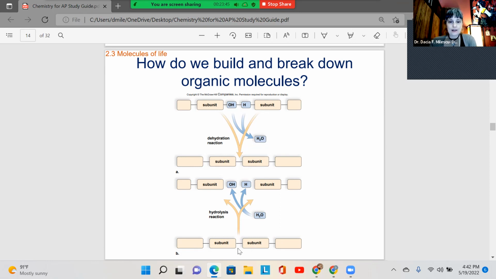Now, what about hydrolysis? We have to look at it from this end. Here's two subunits together. If we add water in, hydrolysis, okay, hydrolysis is adding water. So adding water to these two subunits is actually going to break them up into this subunit with hydroxyl and this subunit with hydrogen, just like the opposite of what you see here. Okay.